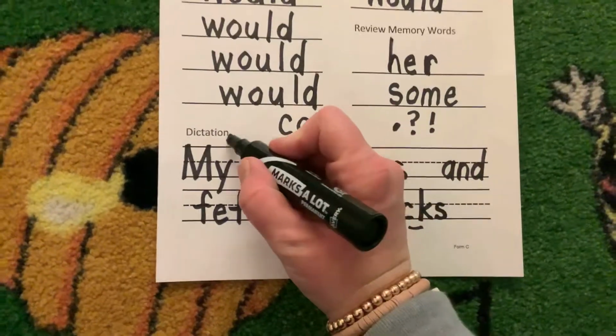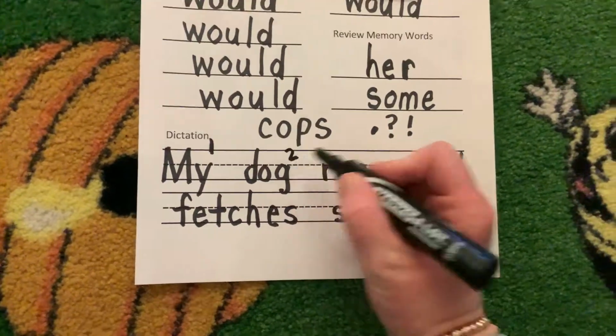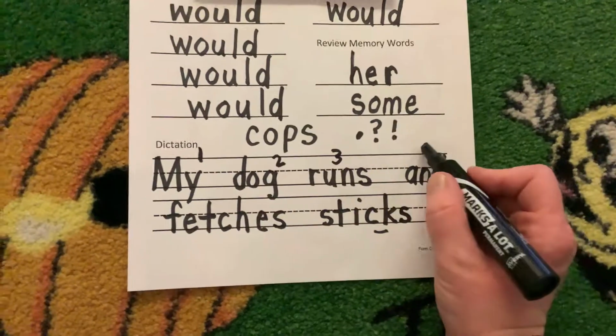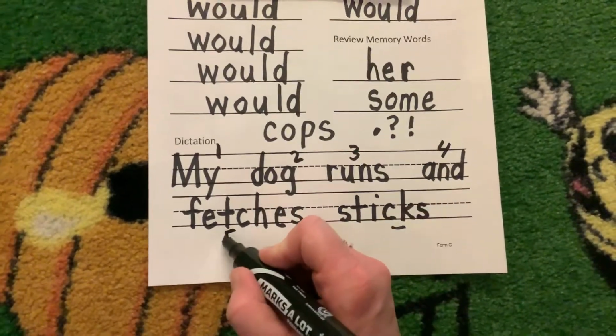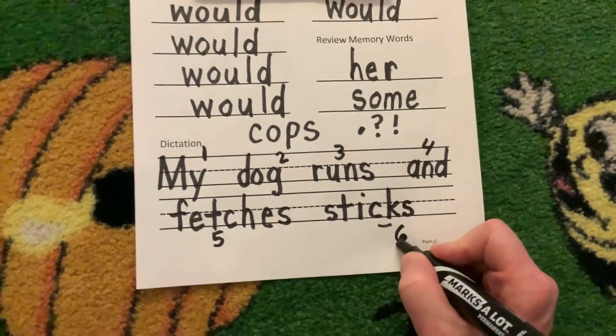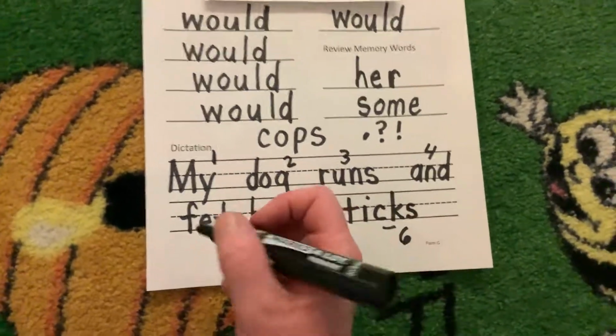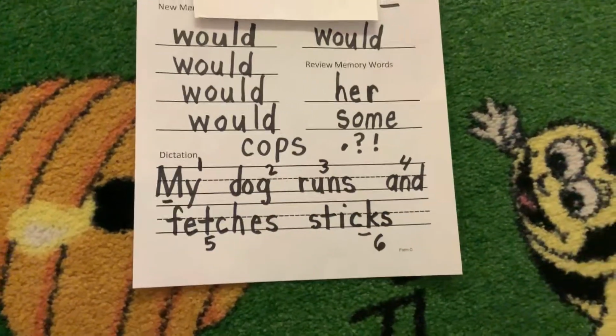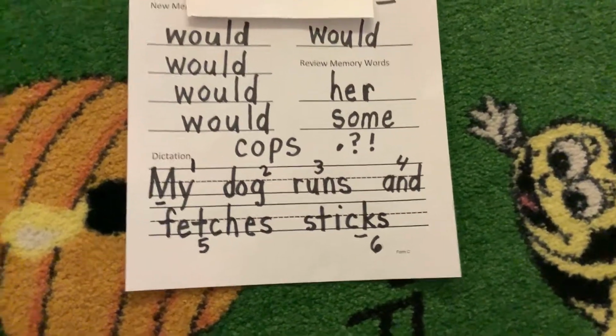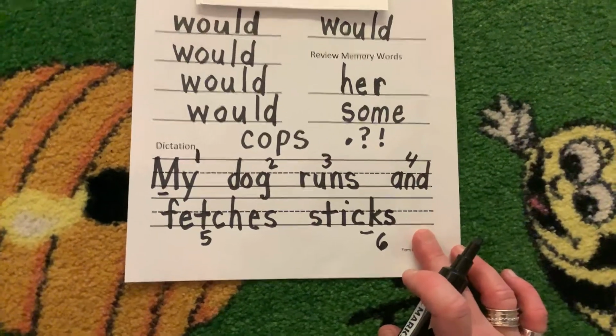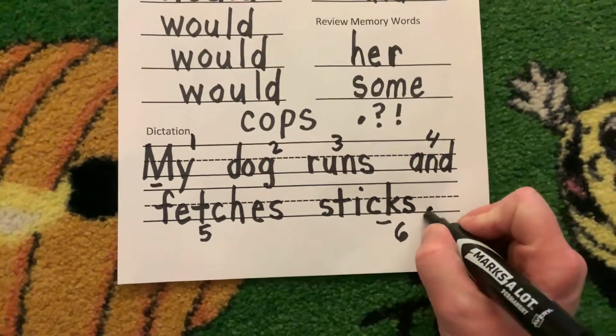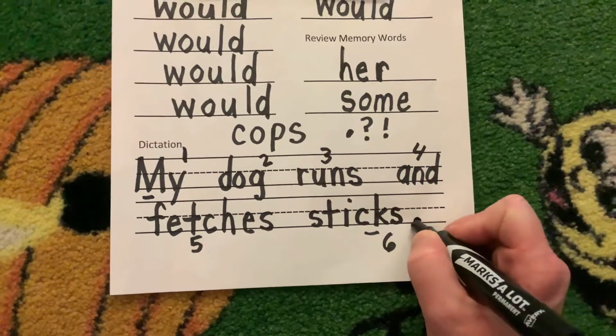Do you have six words? Let's count. 1, 2, 3, 4, 5, 6. So we have the order right. It makes sense. Did you start with the capital? Now, punctuation. I'm telling you, my dog runs and fetches sticks. Telling sentence is just a period.